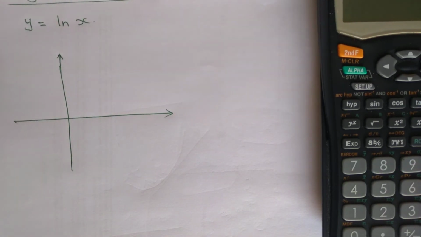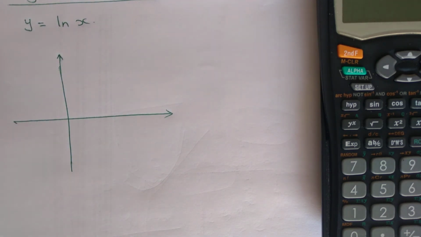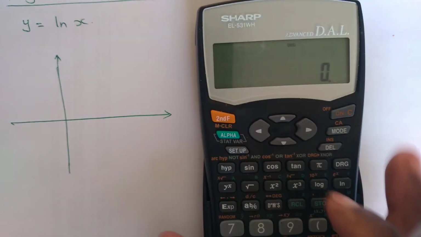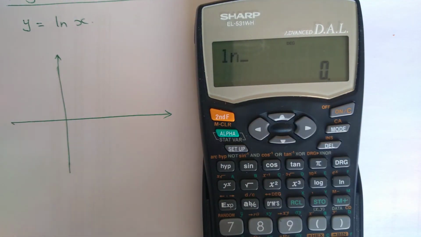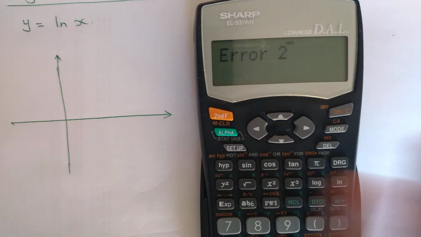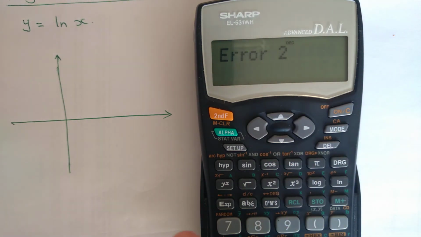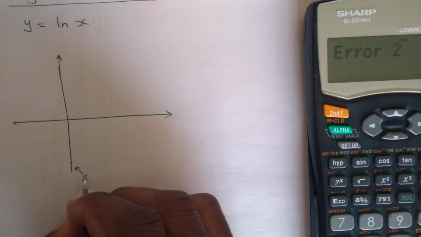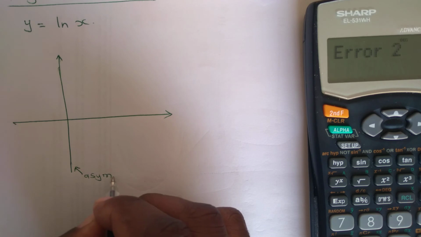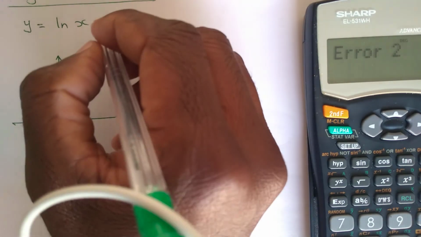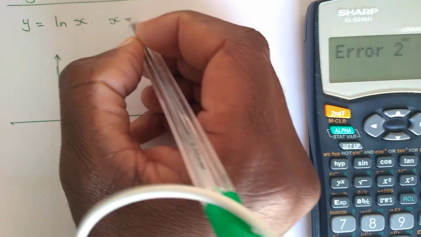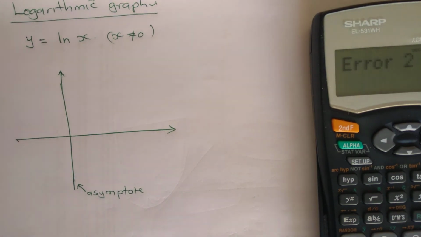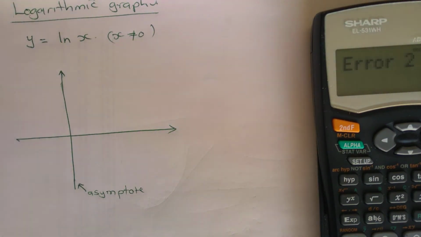Right, to finalize this, I'm going to do the logarithmic graph. For this graph, I'll ask myself, what is the logarithm of 0? So let me just say ln 0. Oh, it's an error. There is no value. So what does it mean? It means that this line is an asymptote because x cannot be 0. Let me state it: x is never 0. It's important to take note of that, so that you put your asymptote in place.